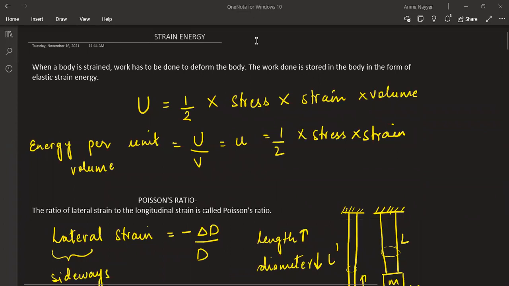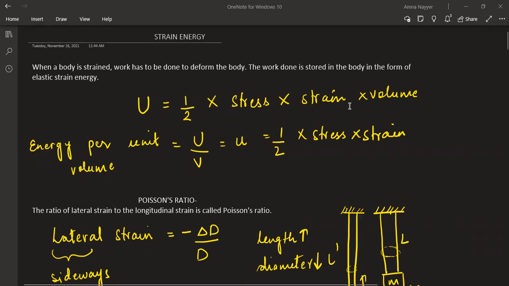See, strain energy. The formula of strain energy means whatever work done you have to calculate. So the first thing that you have to understand over here is the formula of it, that is energy. Energy's formula is simply half into stress into strain into volume. Stress, you know all the three types of stress, so any of it will work. Strain, same goes for strain, any type of strain, and then the volume.